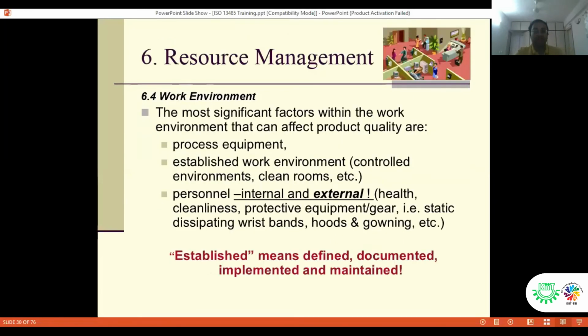Here I talk again about the work environment. Here the work environment includes process equipment, controlled environment, clean room. It also talks about personnel health and hygiene. Suppose you are manufacturing a product which requires a clean room or which requires ETO sterilization.